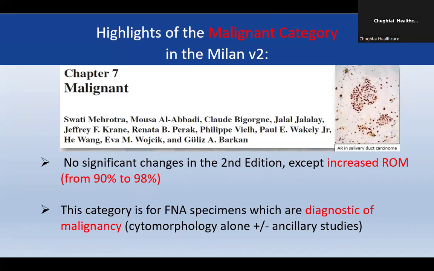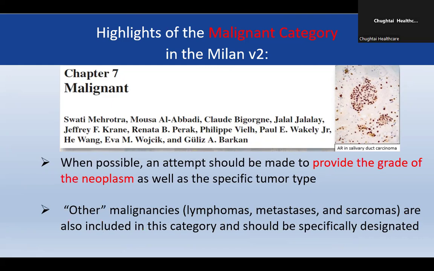Now let's talk about the malignant category of the Milan system. There are no significant changes in the second edition, just the risk of malignancy is increased from 90 to 98 or greater than 99%. This category is reserved for the cases in which the diagnosis of a malignant tumor can be made on cytomorphology alone or with the help of IHC testing. We should also provide the grade of the tumor, and other malignancies should be specified. For example, lymphoma, metastasis, and sarcoma also fall in this malignant category.